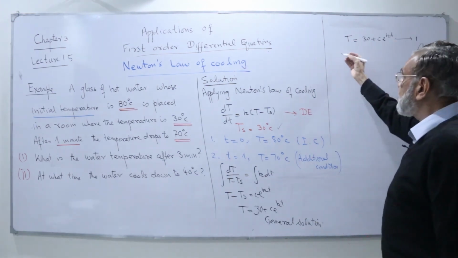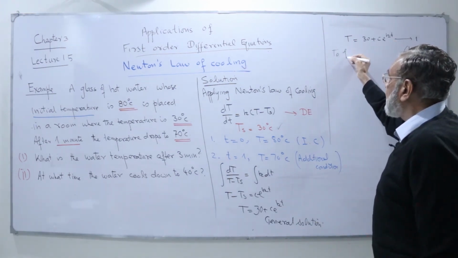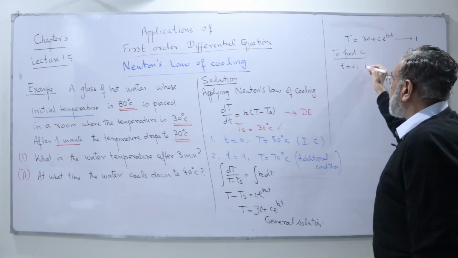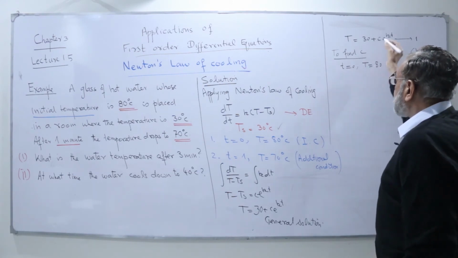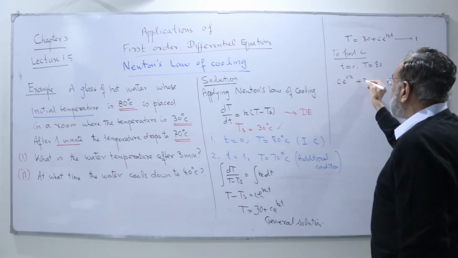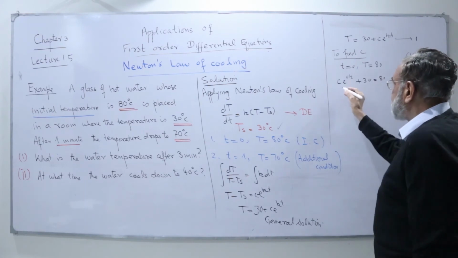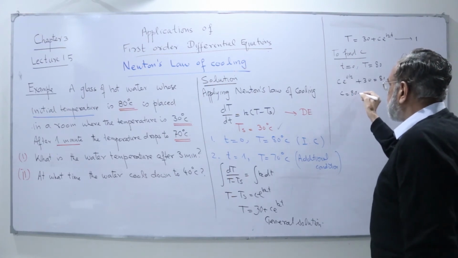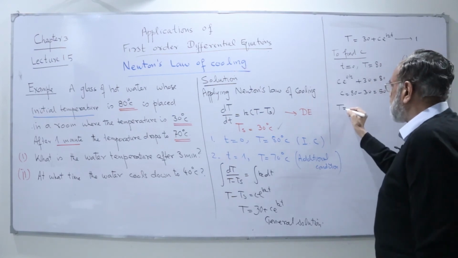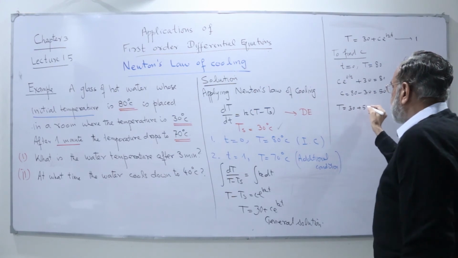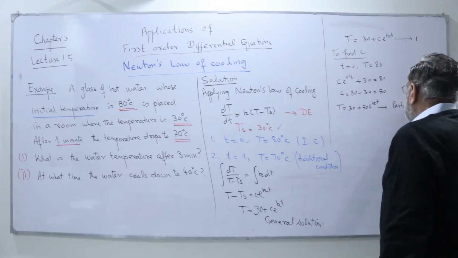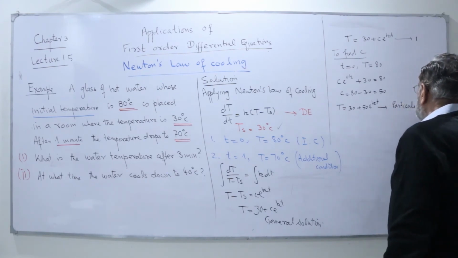Now I want to find C and K. To find C, I have t equal to 0 and my temperature is equal to 80. Substitute here: C e to power 0 times K plus 30 is equal to 80. Simplify, I get C is equal to 80 minus 30, which is 50. I substitute in my equation 1: T is equal to 30 plus 50 e to power kt. This is the particular solution of my problem.